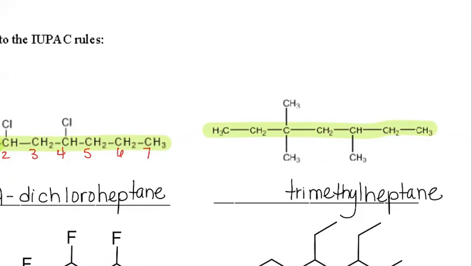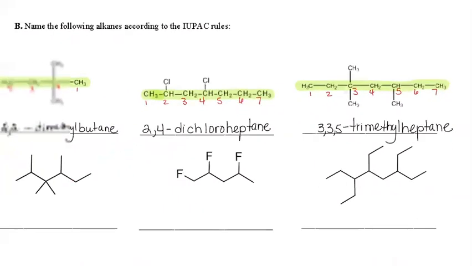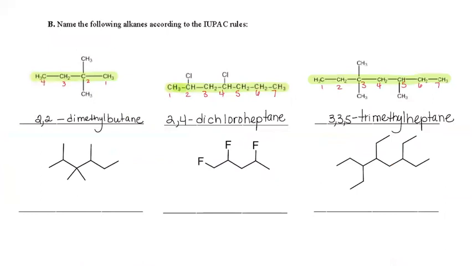Let me number this, starting from the end. 1, 2, 3, 4, 5, 6, 7. Great job. Remember, if you have 3, you need to give me 3 locations. So 3, 3, 5. The prefix will tell me how many numbers I need. So as you can see, di, 2 numbers; tri, I need 3 locations.